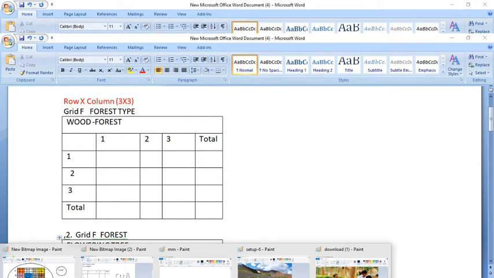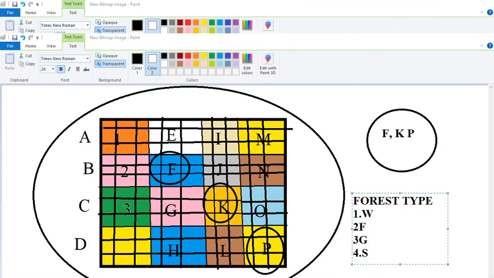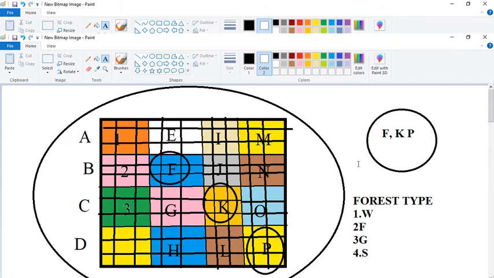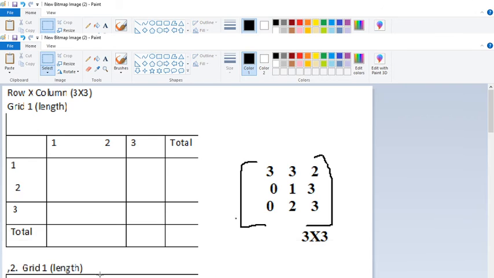So straightforward, go through the region. Suppose this is the physical region, this is the space, and observe minutely the F grid, grid 1. First we have to go for the woodland, for the preparation of the matrix of the woodland. Suppose this is grid 1 by 1, row 1, column 1. Is there any woodland?